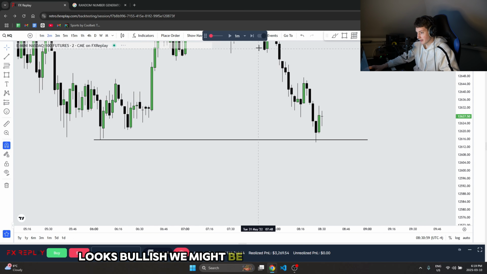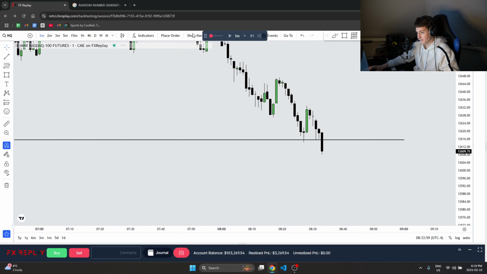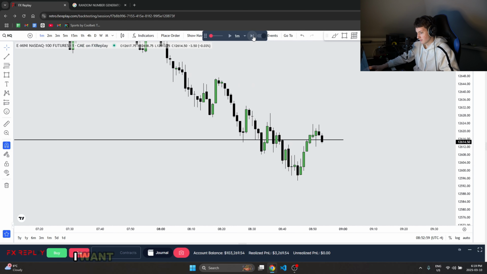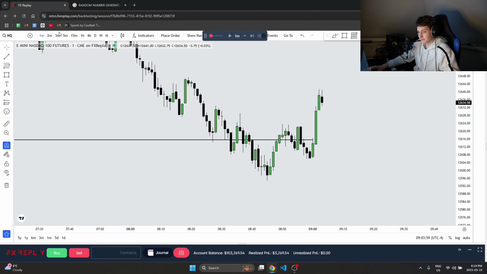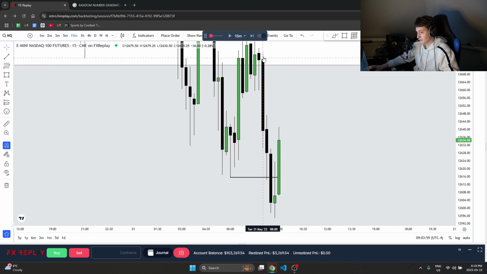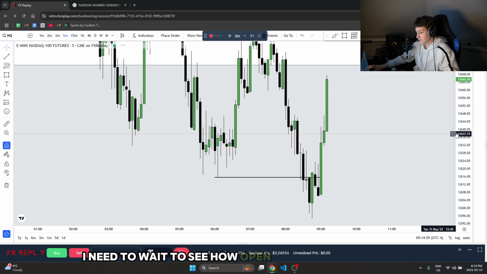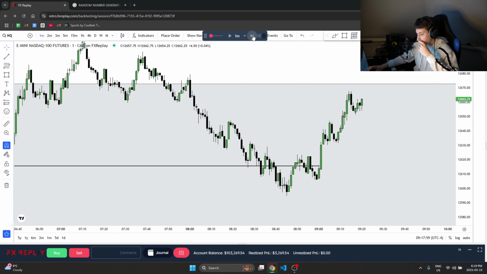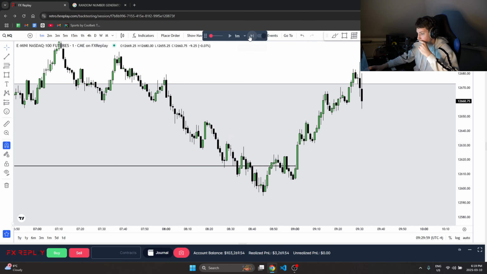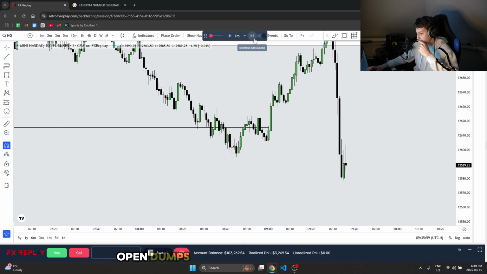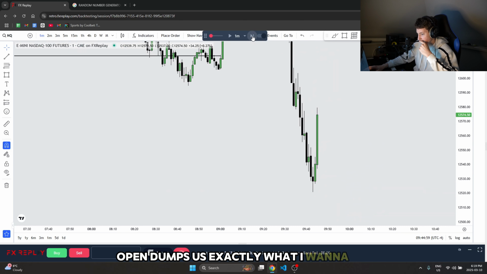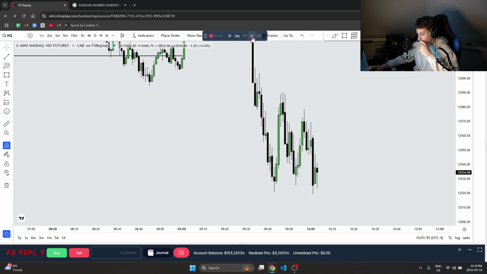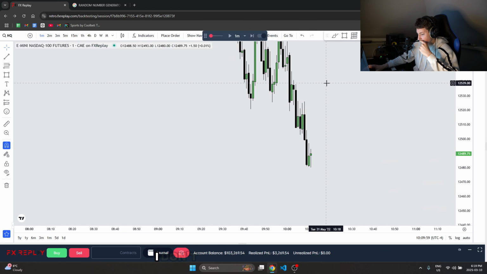Looks bullish, we might be getting a setup right here. Potentially. I wanna see how we react to this liquidity pool here. I need to wait to see how open kind of sends us here. Open dumps us. Exactly what I want to see. And I'm just going through the data. I don't like this price action.